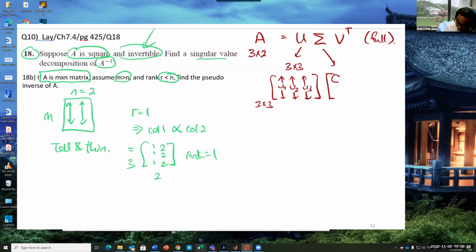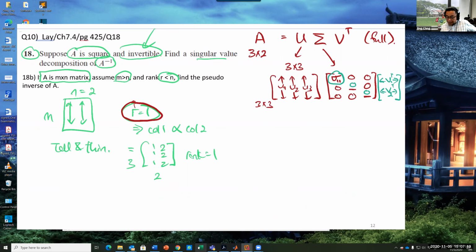So I'm going to call him sigma 1, 1, 0. What about this value? You realize that because I'm rank 1, where's my rank 1? Here. I'm rank 1. Then I'm only going to count one non-zero singular value. This guy will be 0 and this guy will be 0. Okay, and finally V transpose will be V1, transpose, V2.